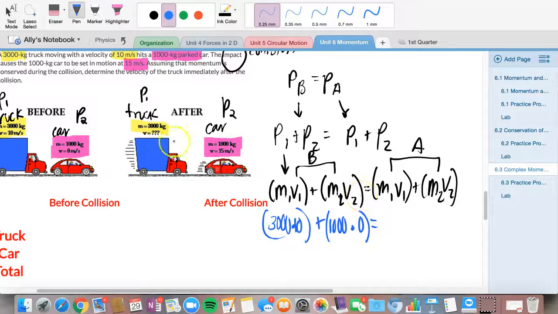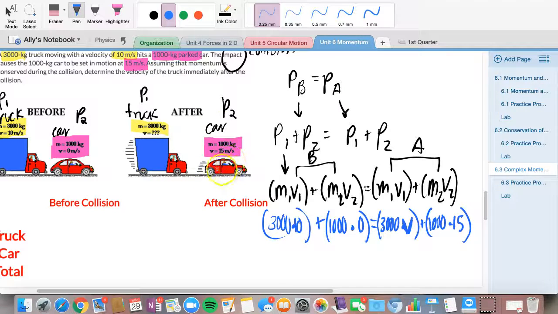Now let's look after. So we're looking over here. The mass is the same. It never changes. So here's 3,000. But the speed now we don't know. Actually, I'm going to change that to v. We don't know what that is. And over here we have mass, which doesn't change. And we have the velocity. And it actually gives us that velocity, which is cool.